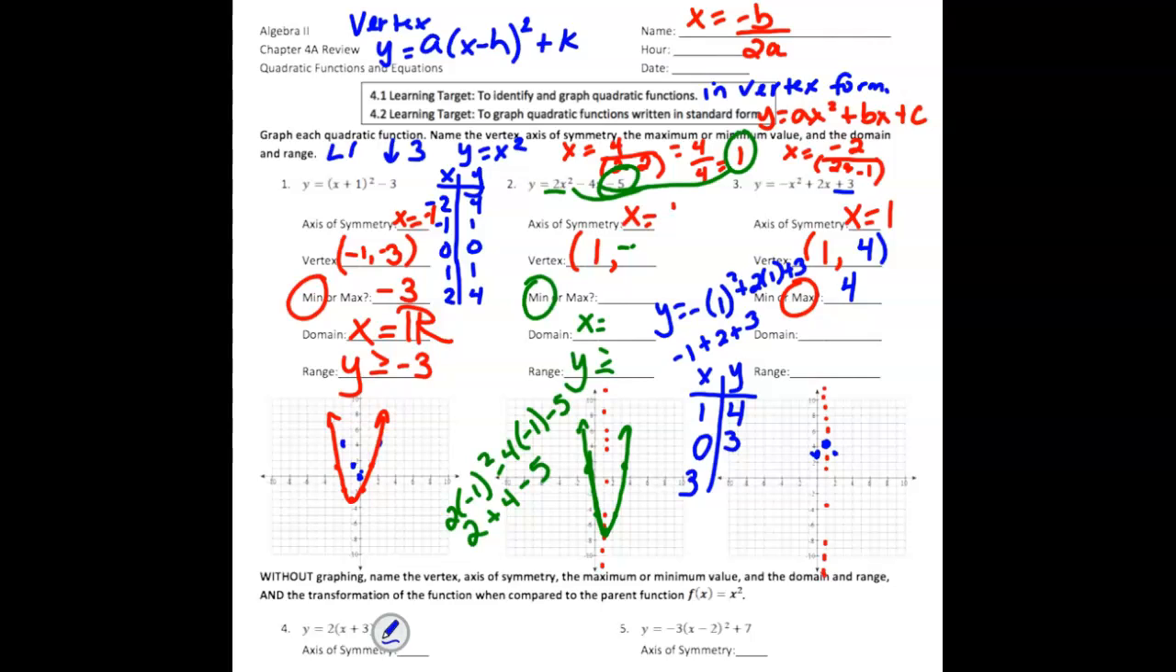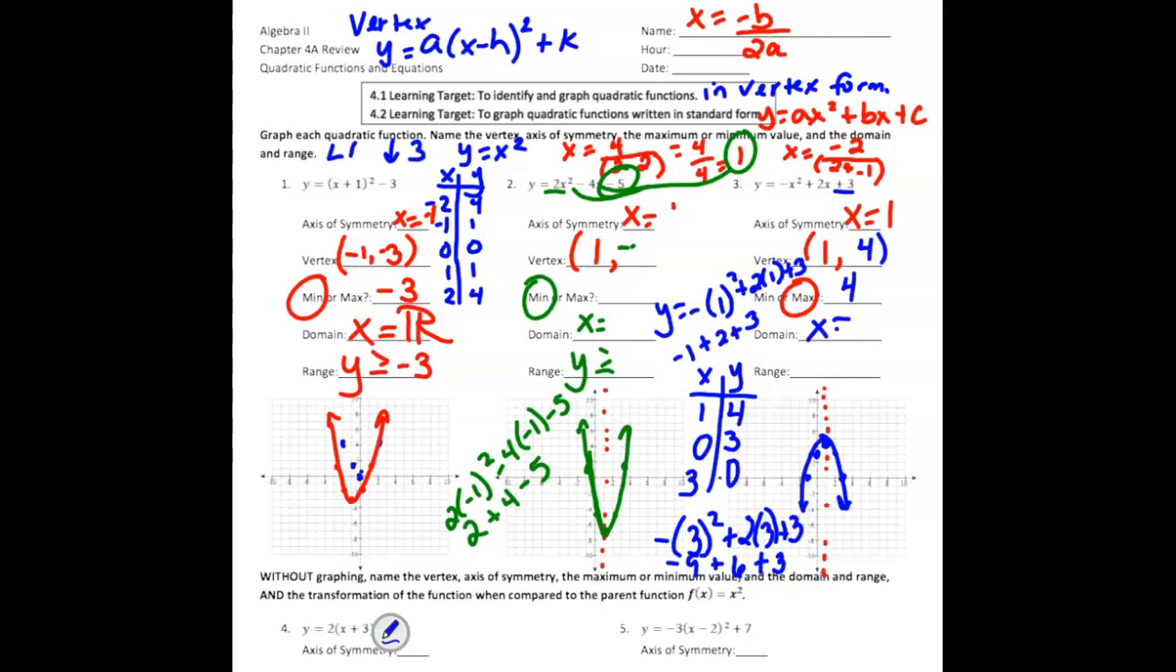If we put a 3 in here, we've got negative times 3 squared plus 2 times 3 plus 3. 3 squared is 9. This will make it negative 9. Plus 6 plus 3. We end up with 0. So at 3, we're at 0, right on the x-axis. Reflect that over the line of symmetry, and then draw in the parabola.